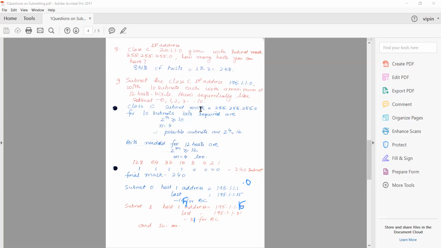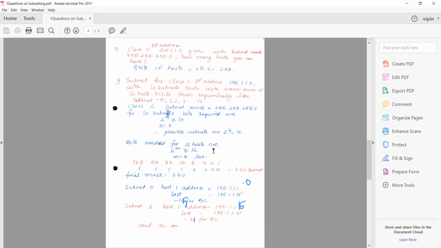So the class C subnet mask we know is 255.255.255.0. For 10 subnets, we need to find how many bits we are going to use as subnet bits. So 2 raised to the power n must be greater than or equal to 10. We have to find a number which brings a minimum of 10 subnets. So n equals 4. Therefore, the possible subnets are 2 raised to the power 4, which equals 16.